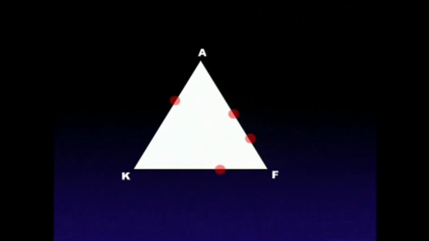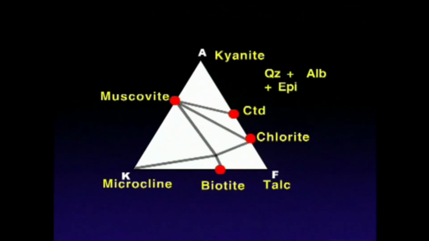As per the AKF diagram, the important assemblage is biotite muscovite schist. The main assemblage is biotite, muscovite, chlorite, plus or minus quartz, plus or minus albite, etc.